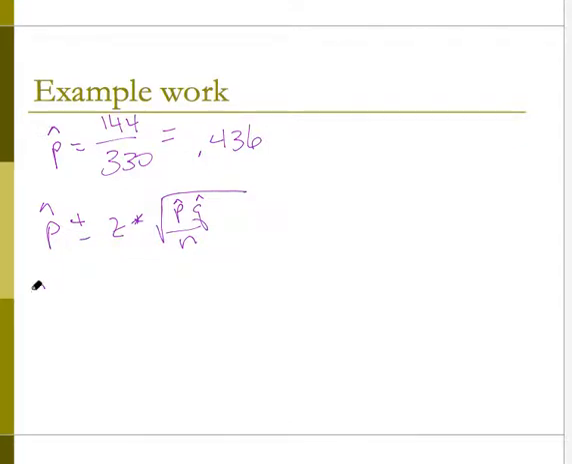The first one we'll do is the 95%. So 0.436 plus or minus, now for 95%, you're going to pull the information off that table, which tells us that the critical value is 1.96. And then underneath our square root, p hat is 0.436.